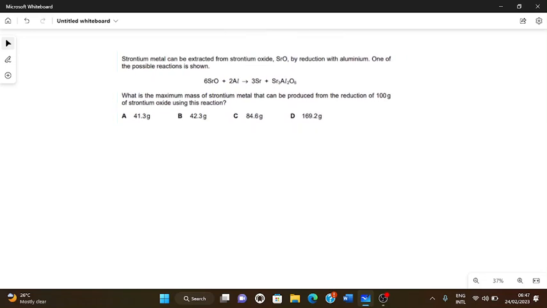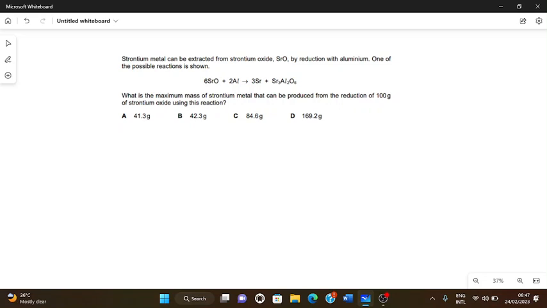So let's proceed. First of all, we'll look at the question. Strontium metal can be extracted from strontium oxide, SrO, by reduction with aluminum. One of the possible reactions is shown. 6 moles of strontium oxide react with 2 moles of aluminum, which is the reactant, to produce 3 moles of strontium and 1 mole of strontium aluminum oxide.